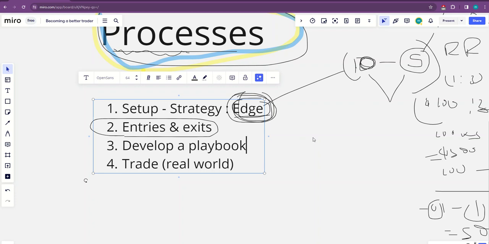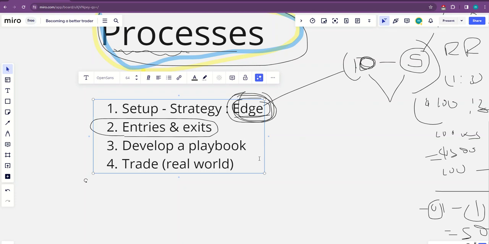You need to know when your setup is in play. You need to know when your entry criteria is actually reached. You need to develop your own playbook, and I have my own playbook. It's in the description. That playbook is to help you, but sometimes it might be hard for you to replicate what I'm doing.